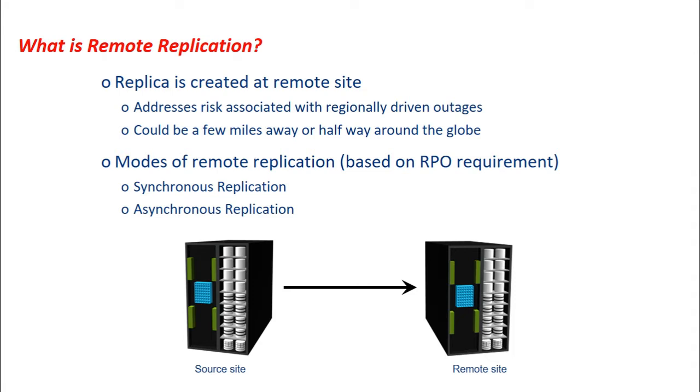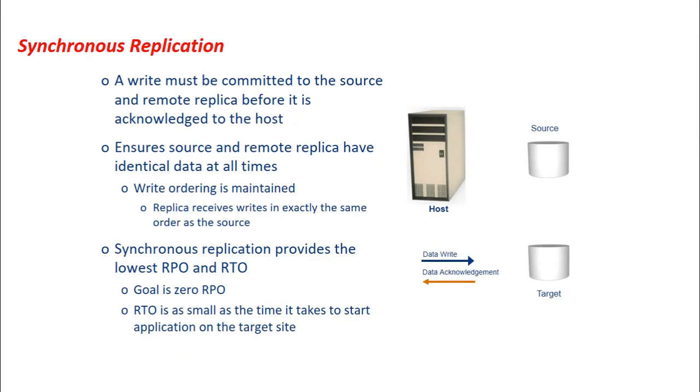What are the modes of remote replication based on the RPO requirement? Based on the recovery point objective requirement, there are two modes of remote replication: the synchronous replication and the asynchronous replication. We have the source site and the remote site, and the production data from the source site will be replicated to the remote site. Let us first see what synchronous replication is.